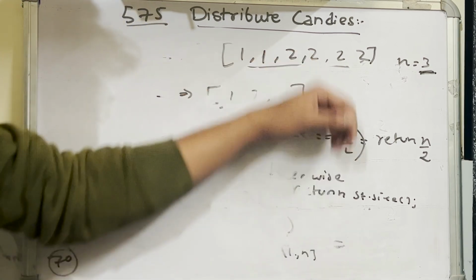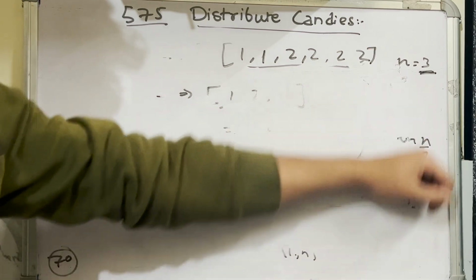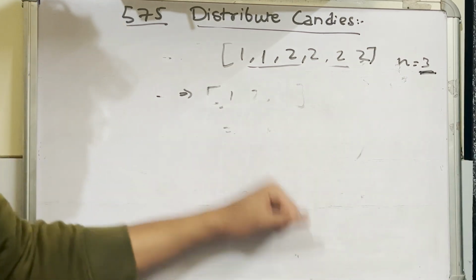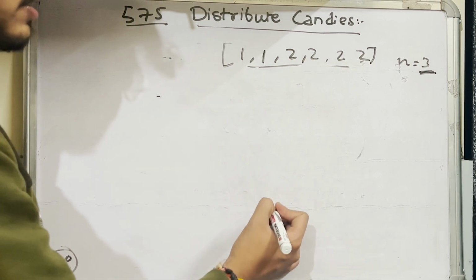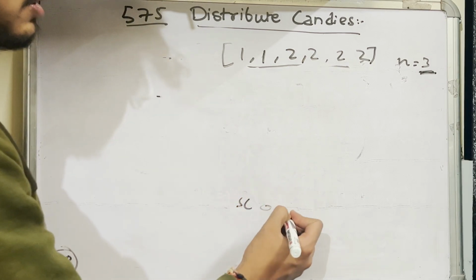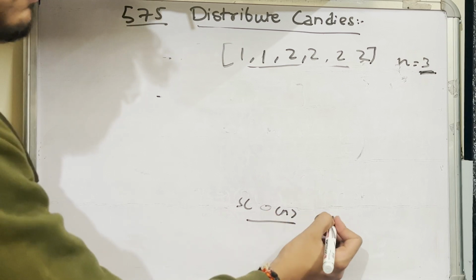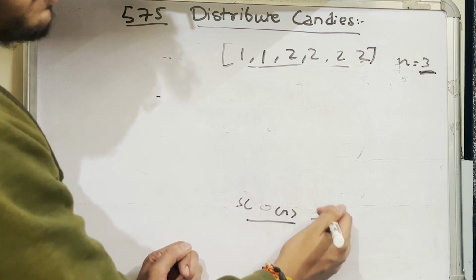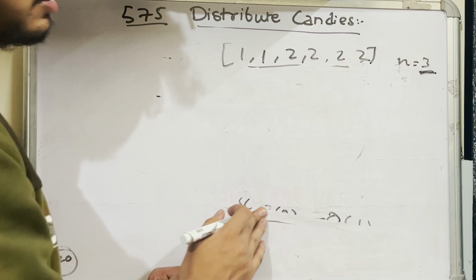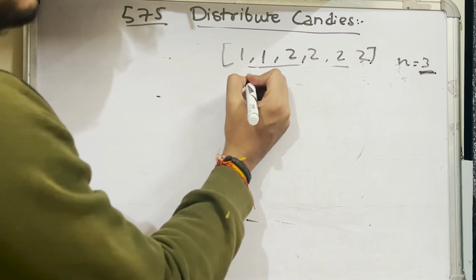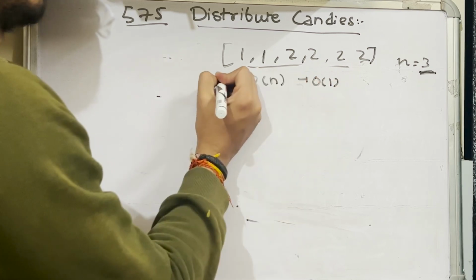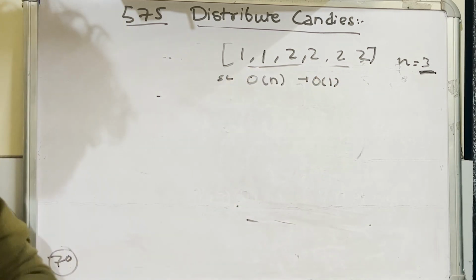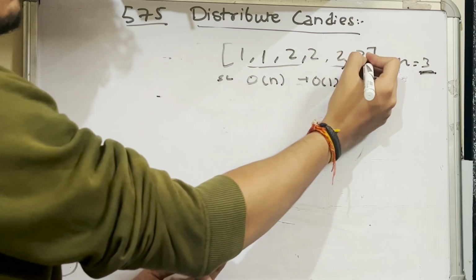Okay, so the second solution that you can think of: instead of having big O of n space complexity, you can reduce it to big O of 1. Okay, now let me tell you how to do that. So we are going from big O of n to big O of 1 space complexity.